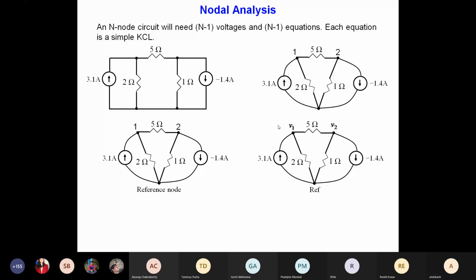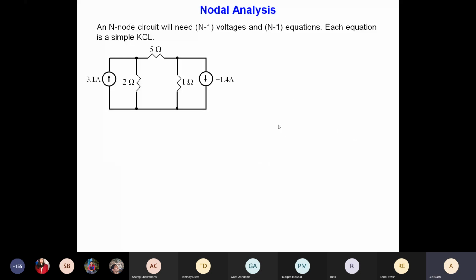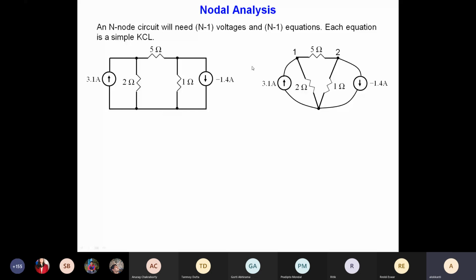Suppose this is the problem that is given. What we do is we identify the nodes that are common, and then we combine them to make a reference node. Once one node is the reference, the total number of nodes reduces. So an n-node circuit gets reduced to n minus 1 nodes, because one is the reference node.